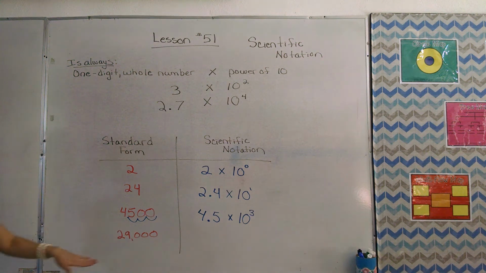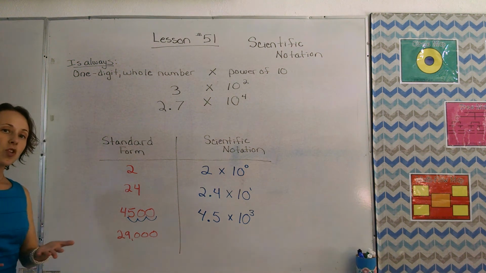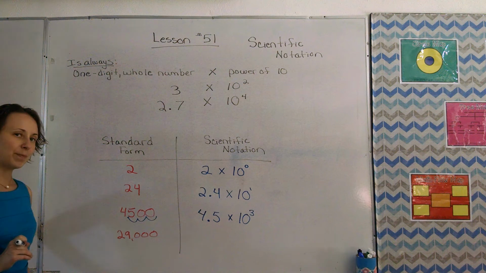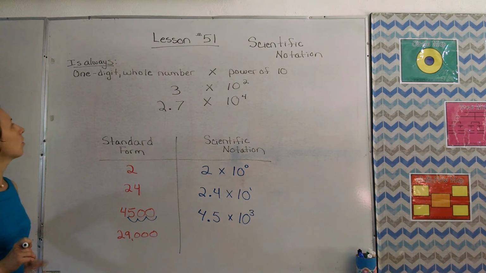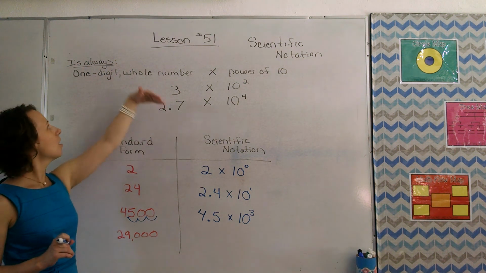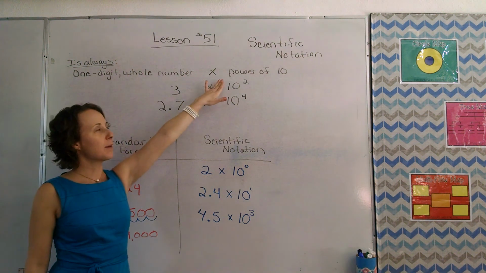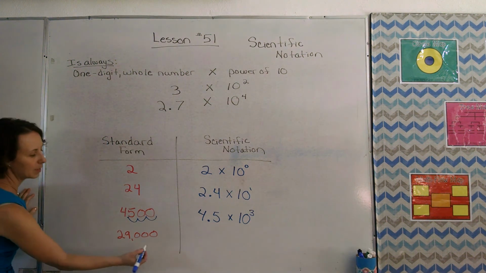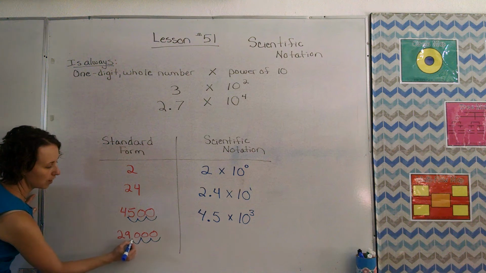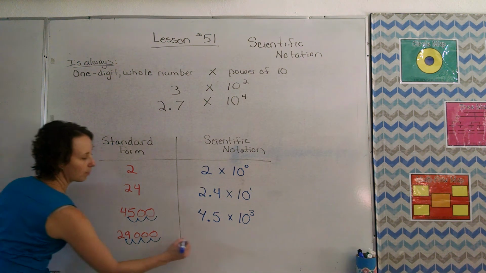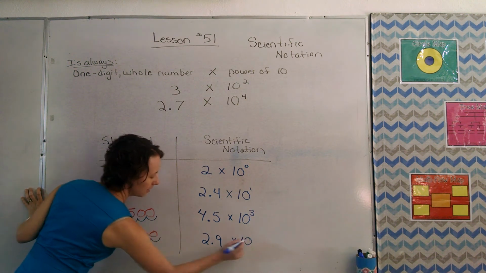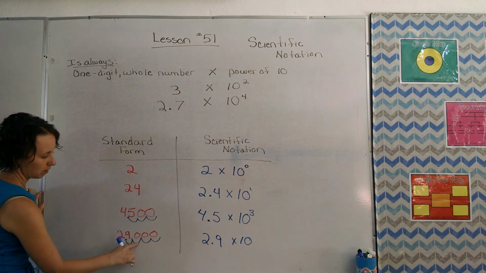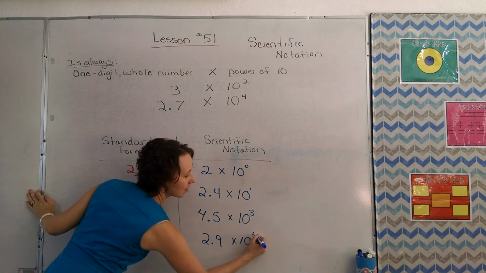All right, let's try this one. 29,000. Try it on your own quickly before I show you. Let's see if you can do it. Okay, I want to write it in scientific notation, which means I want a one-digit whole number times a power of 10. I need to move my decimal place 1, 2, 3, 4 places to get a one-digit whole number, making it 2.9 times 10 to the 1, 2, 3, 4 to the 4th.